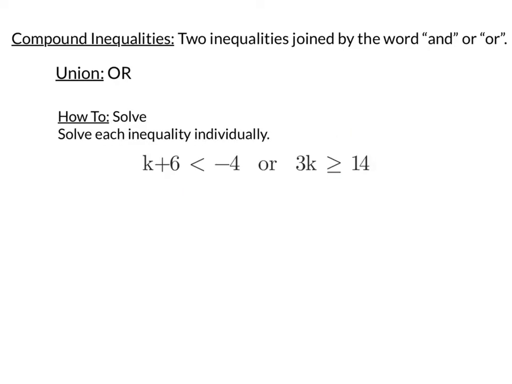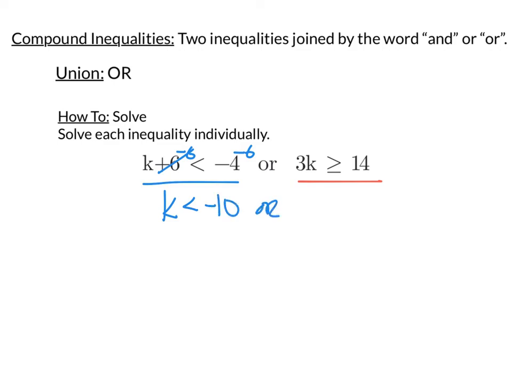If we were going to solve a union, just solve each inequality individually. So here we have our two inequalities: k plus 6 is less than negative 4, or 3k is greater than or equal to 14. So just solve each of them on their own. For the first one, I'm going to subtract 6 from both sides, and we get that k is less than negative 10.